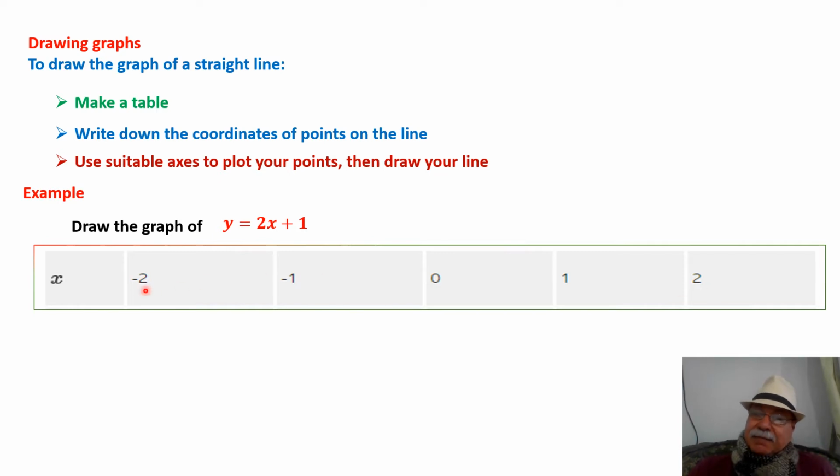I always start with minus 2. I start with minus 2 for each equation and I end at the highest number in the equation. وهنا استمر إذا كان هناك رقم أعلى في المعادلة.